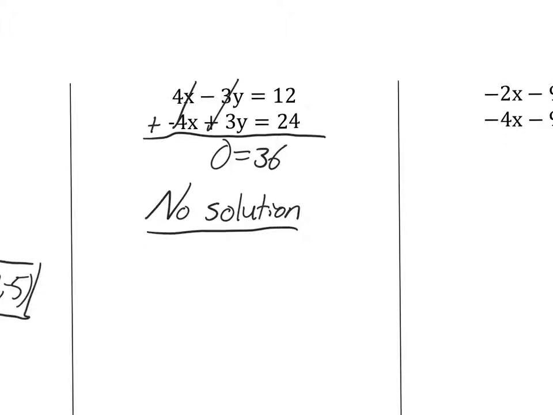Looking at the next one, I got no solution. Looking, I have positive and negative, so I went ahead and added the top and the bottom together. That canceled out my y's, canceled out my x's, which left me with 0 equals, and 12 plus 24 is 36. Well, 0 never actually equals 36, so that's why I'm saying no solution here.